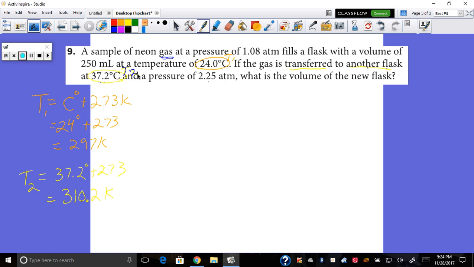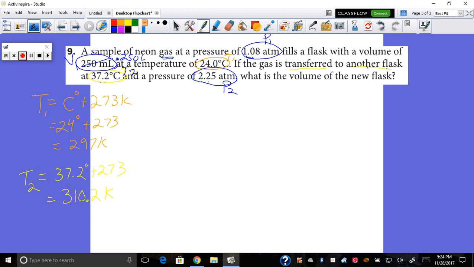Alright, this pressure here in ATMs is pressure 1. This is volume 1. With volume, it's always a good idea that we have liters. So instead of 250 milliliters, we'll put 0.250 liters. And our pressure 2 is this one. We're looking for volume 2.